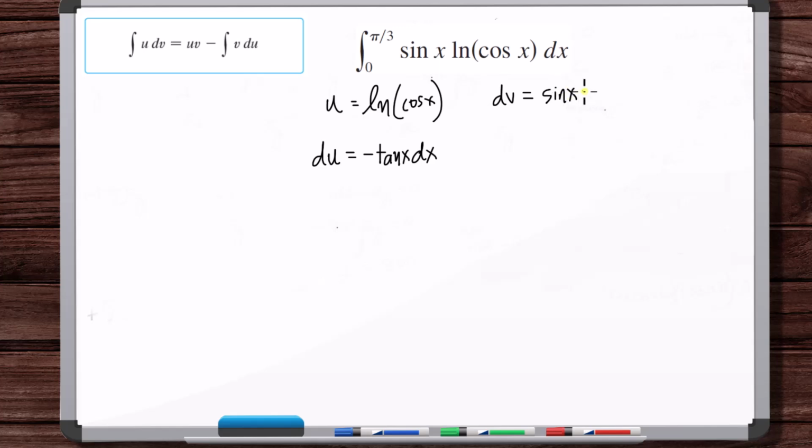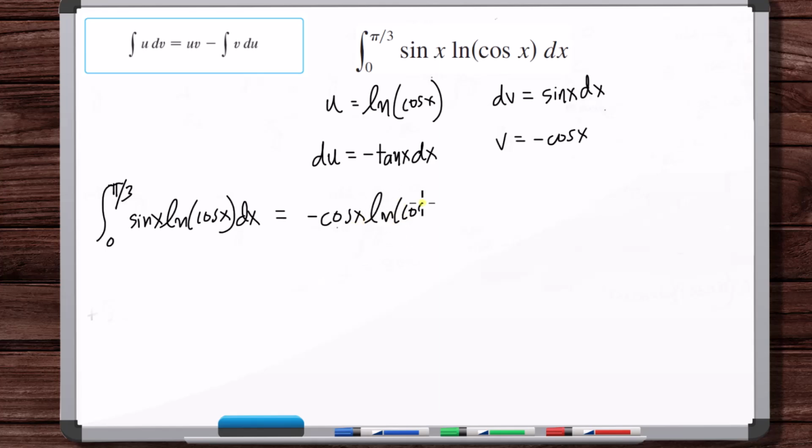dv is equal to sine x dx. V is equal to minus cosine x. So u times v minus v du. So it's just cosine x tangent x. What is cosine x times tangent x? That's sine x times 1 over cosine squared x. So sine x secant squared x. Or wait, no. Tangent x is sine x over cosine x. So times cosine x, you're just left with sine x.